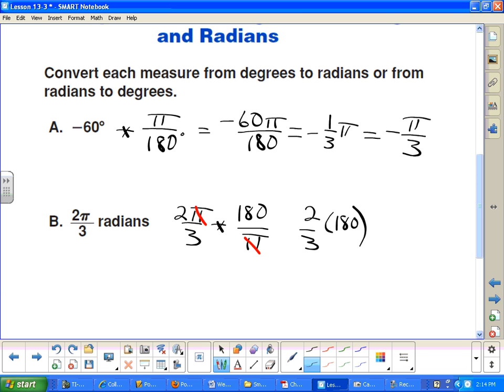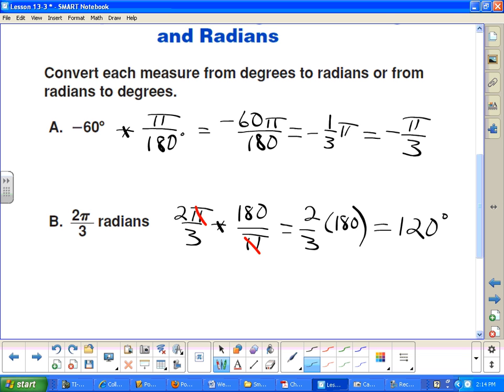So what's 2/3 of 180? You can multiply. Okay, 2 times 180 is what? Okay, it would be 120. Okay. 2 times 180 is 360, and 360 divided by 3 is 120 degrees.